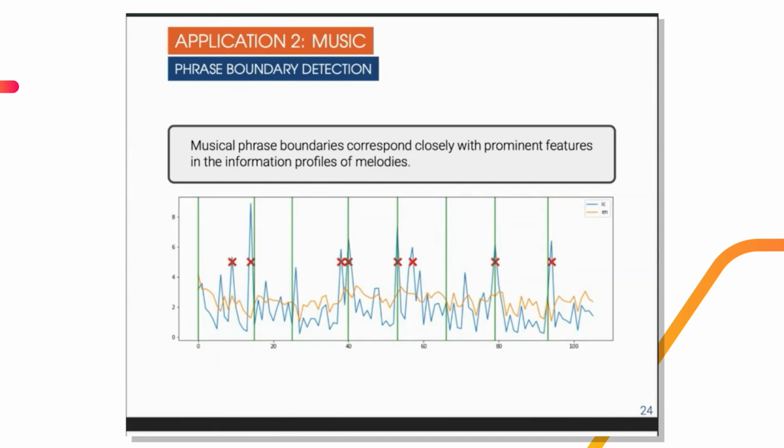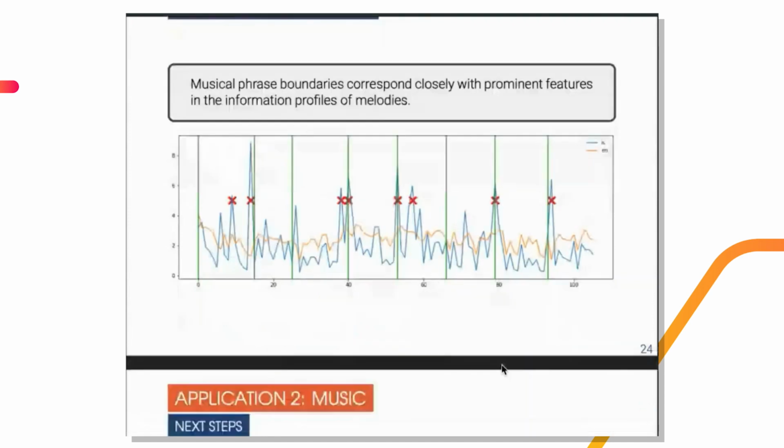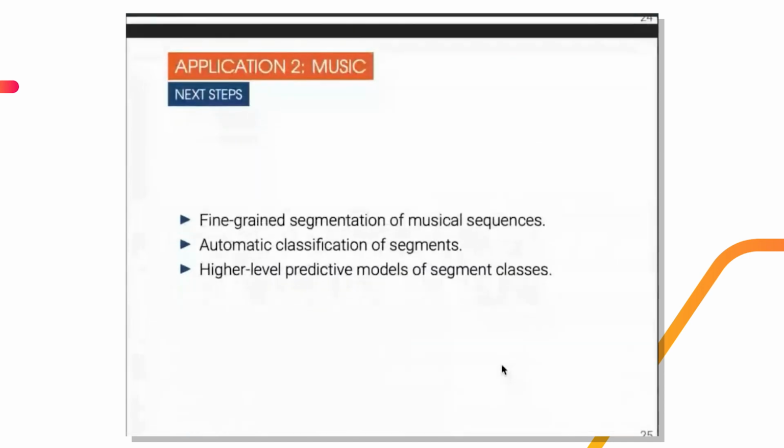But the most interesting thing to notice about this plot is just how much variation there is in the information profiles. There are a lot of peaks of different heights, and even this kind of flat peak here, which seems interesting. It's this complexity in these information profiles which leads me on to what we want to do next with this work.